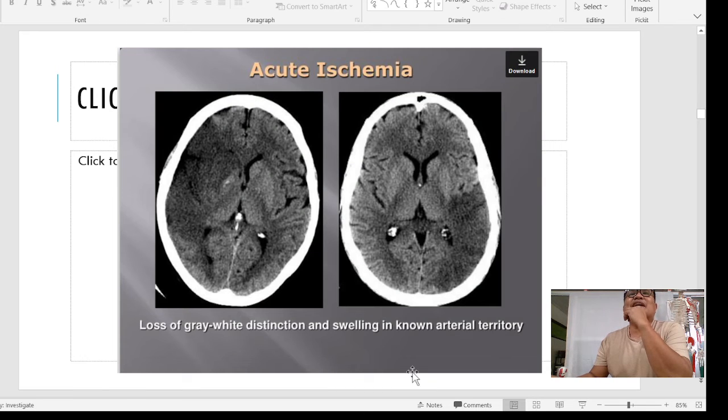Okay, so we have here acute ischemia. How do we know? There is loss of gray-white distinction and swelling in a non-arterial territory. So we can see that there. Acute ischemia, what is its appearance? Loss of gray-white. So what does the appearance of your tissue mean? Somewhat going to black-gray.